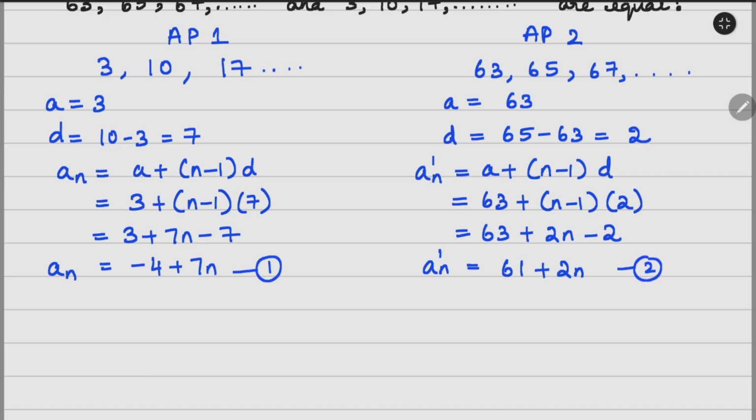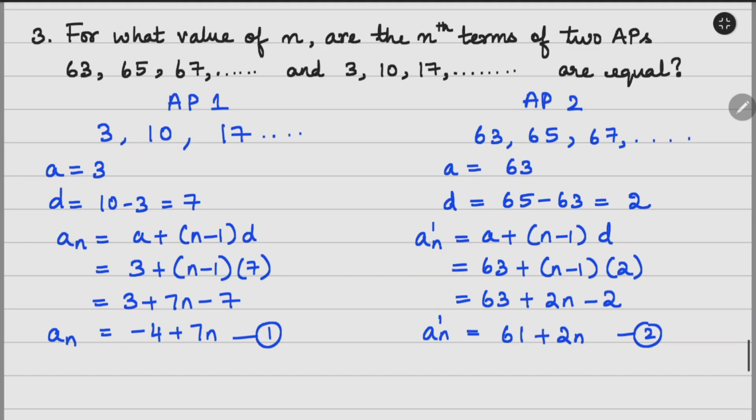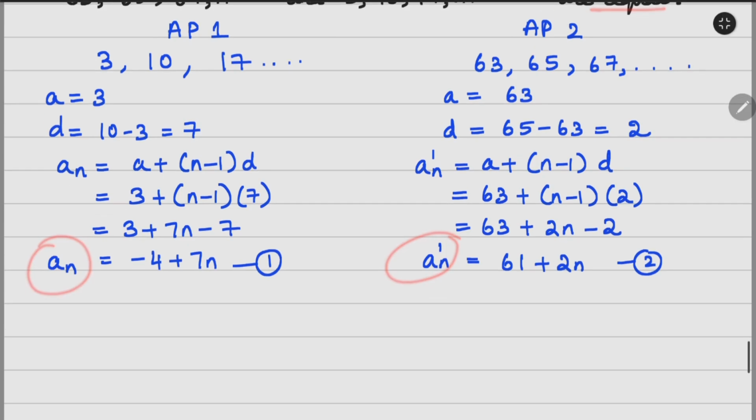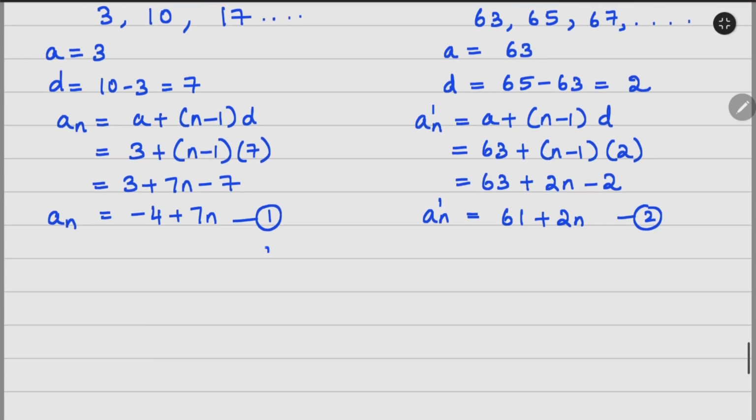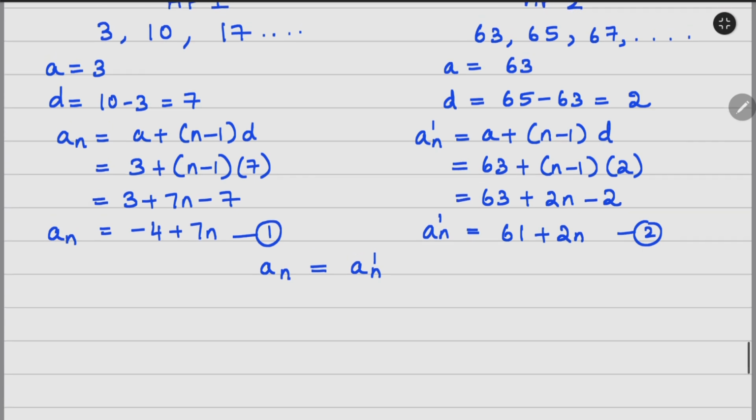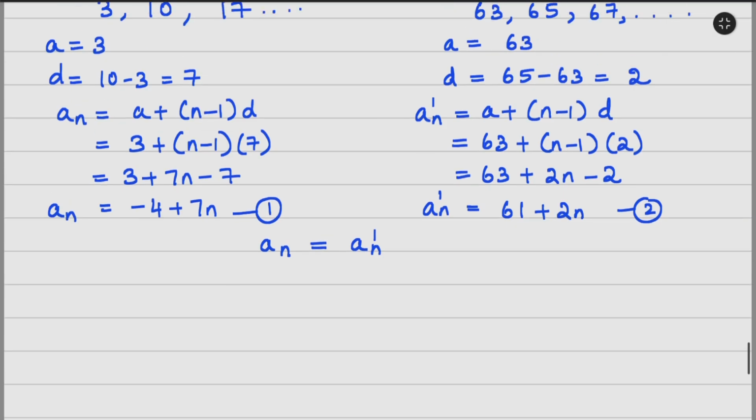So you have to find out for what value of n are the nth terms of both the APs equal. So let's equate it. So an is equal to an dash. I've put a dash here in order to differentiate the two nth terms of both the APs. So the first one, an is equal to minus 4 plus 7n, is equal to, the second an dash, which is nothing but 61 plus 2n.